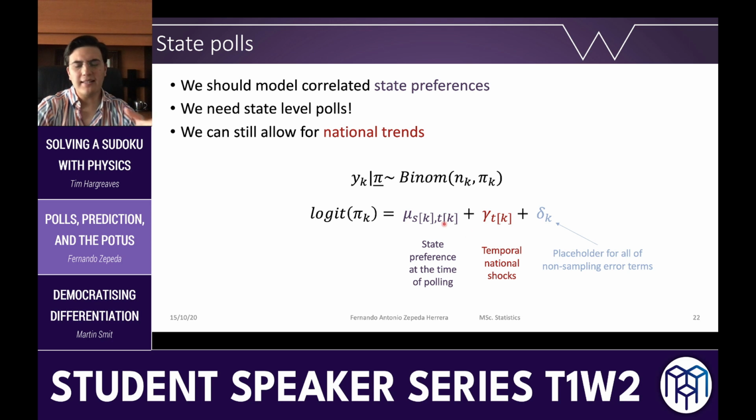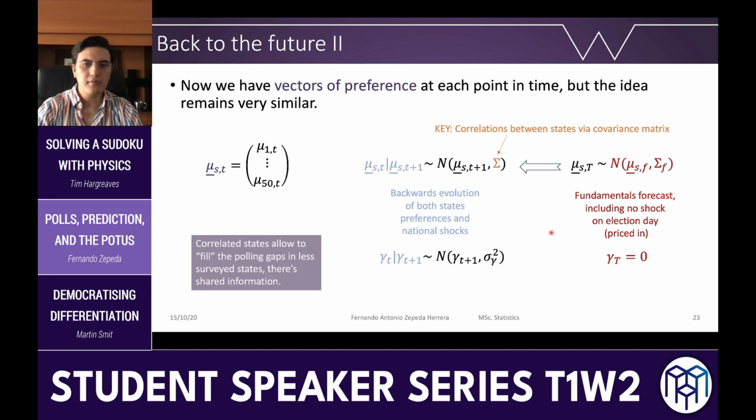And we will still allow for temporal national shocks. But the thing here is that now we need state level polls. We are still going to use national polls. I'm not going to go into the detail of how to do that, but it's possible. But now we have a really important element, state level polls, which are usually of lesser quality than national polls. And that's one of the biggest lessons from 2016. You've got to have good state level polling. And of course, our placeholder for non-sampling error.